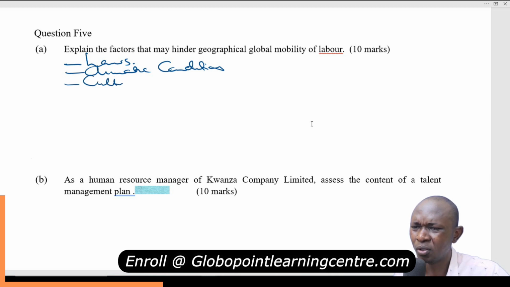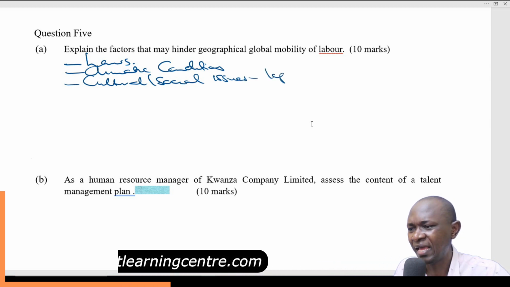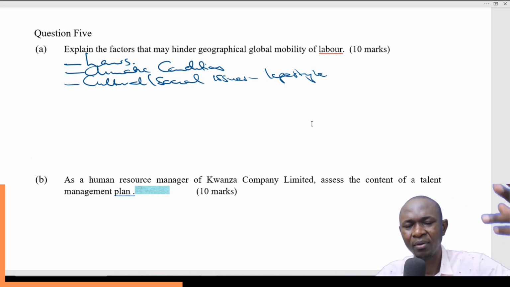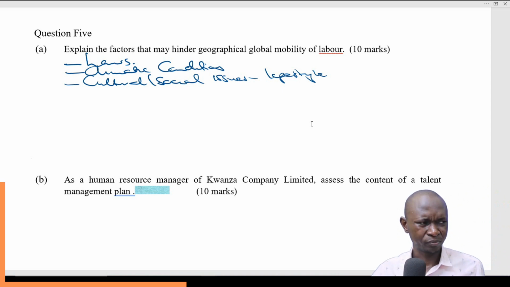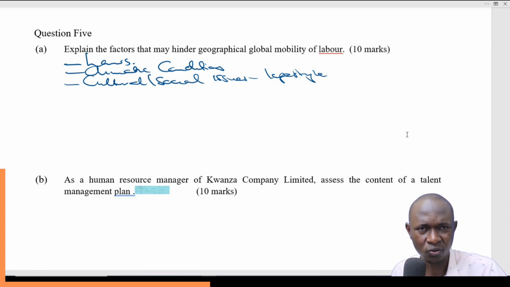Of course, we have cultural and social issues, like the lifestyle. Some people are so much tied to their lifestyle, their way of doing things, that they will not possibly think of moving to other places where they are going to have a change of lifestyle altogether. So that becomes a hindering factor when it comes to global mobility of labor. Those who are so used to their lifestyle and ways of living, the norms, the taboos, the beliefs.